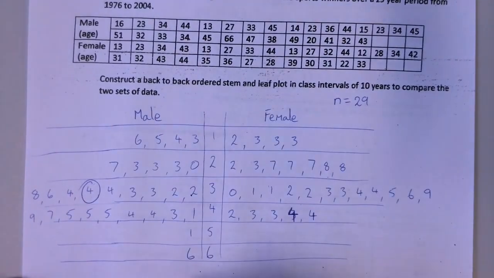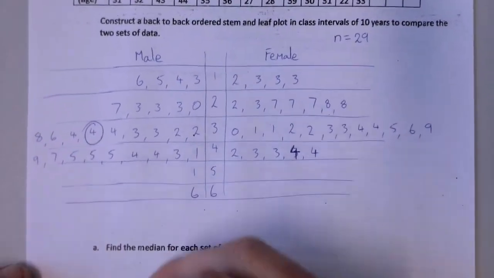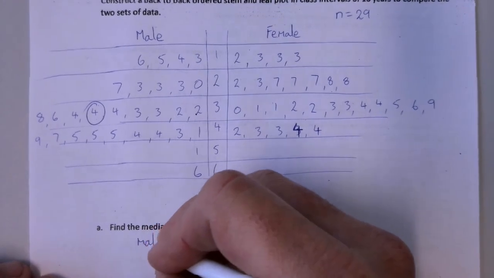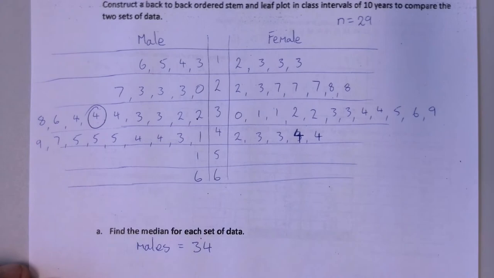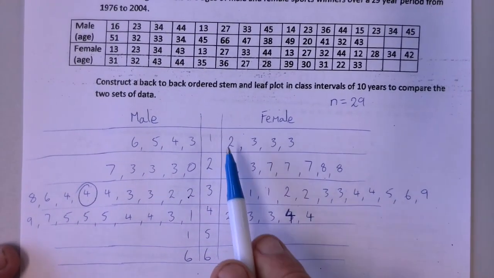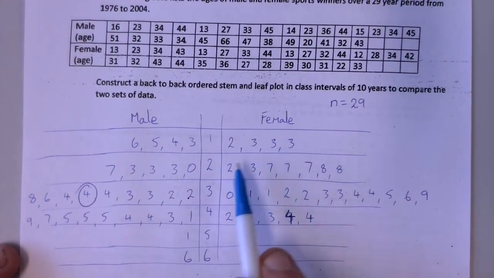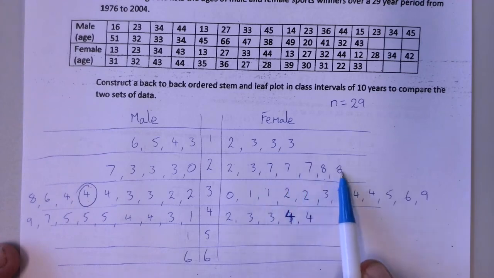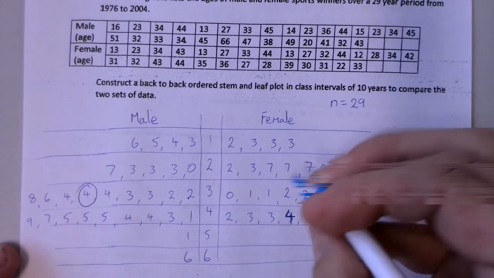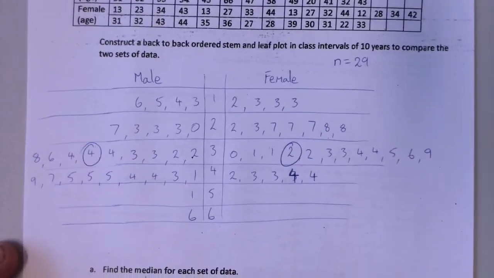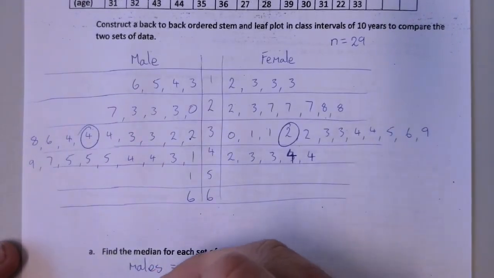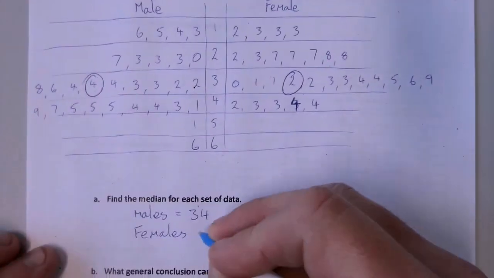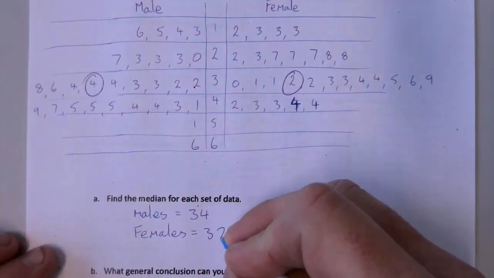So 1, 2, 3, 4, 5, 6, 7, 8, 9, 10, 11, 12, 13, 14, 15. So for males, it's going to be 34. And then for females, it's going to be 1, 2, 3, 4, 5, 6, 7, 8, 9, 10, 11, 12, 13, 14, 15. It's going to be the 32nd, 32. So for females, it will be 32.